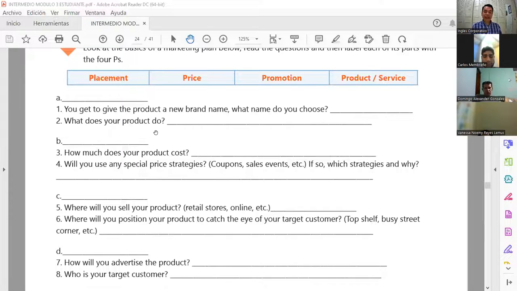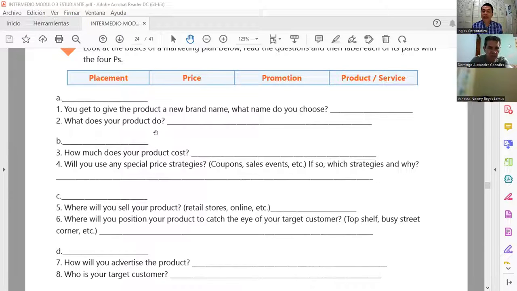Okay, and letter C for placement or distribution, where will you sell your product? Retail stores, tienda al por menor, online, in markets, in supermarkets, to another country, et cetera. Where will you position your product to catch the eye of your target customers? This is interesting, top shelf. In supermarkets, for example, there are some strategies that help people sell a product. Some products are at the end of the supermarket, like milk, vegetables. But if you want to sell your products, according to what I heard, you put your product at the main entrance of the supermarket. That way, all the clients, the first thing they see is your product, right?